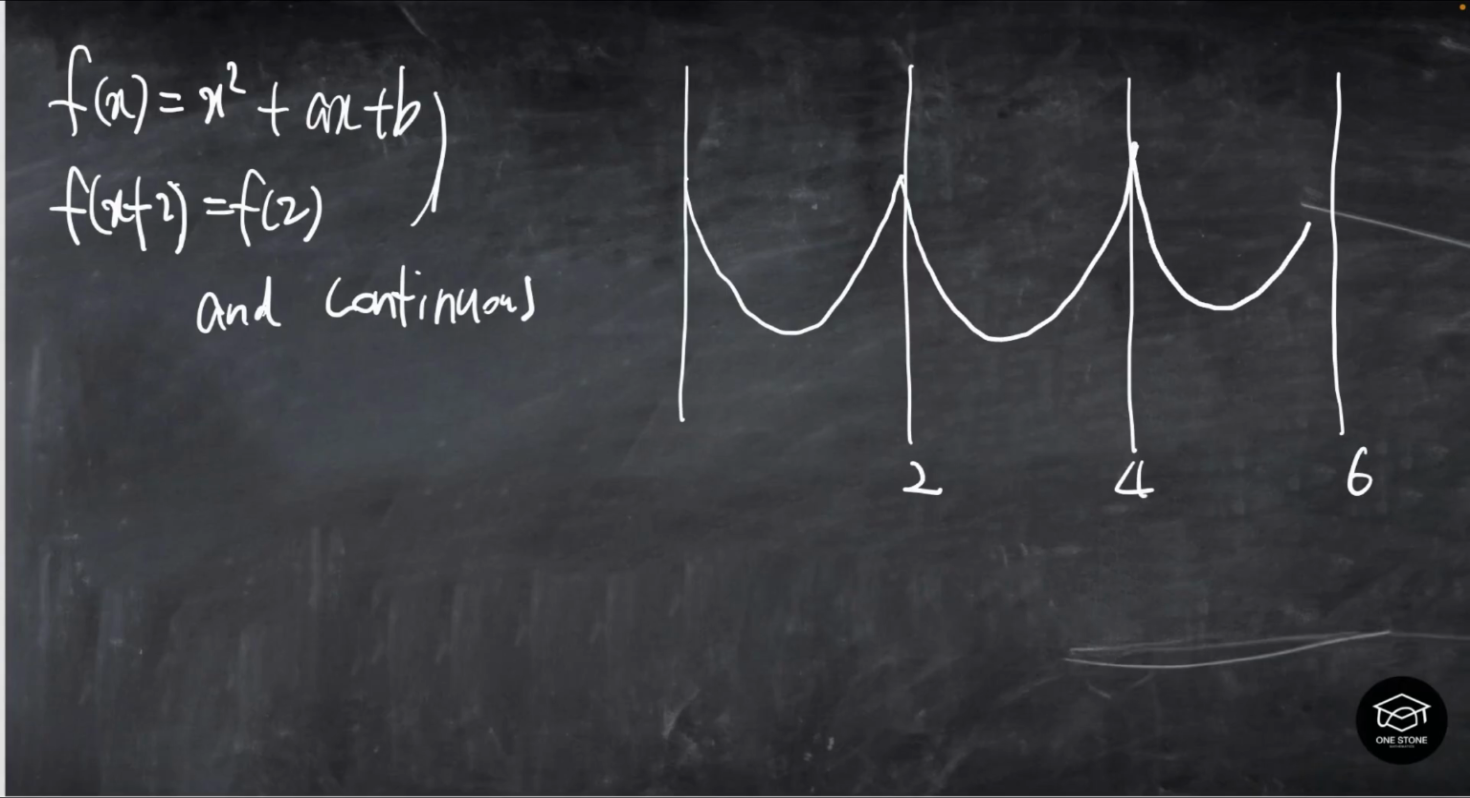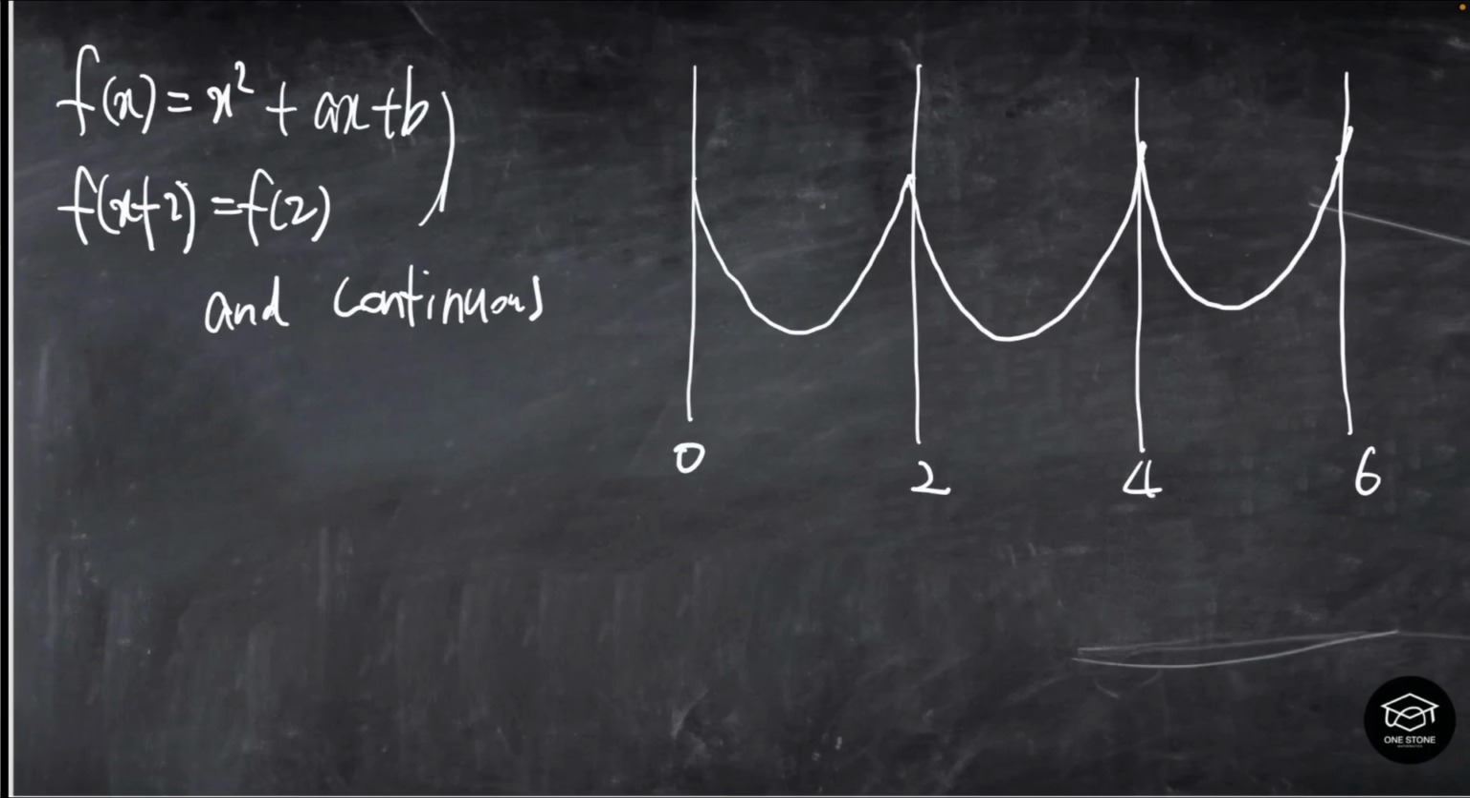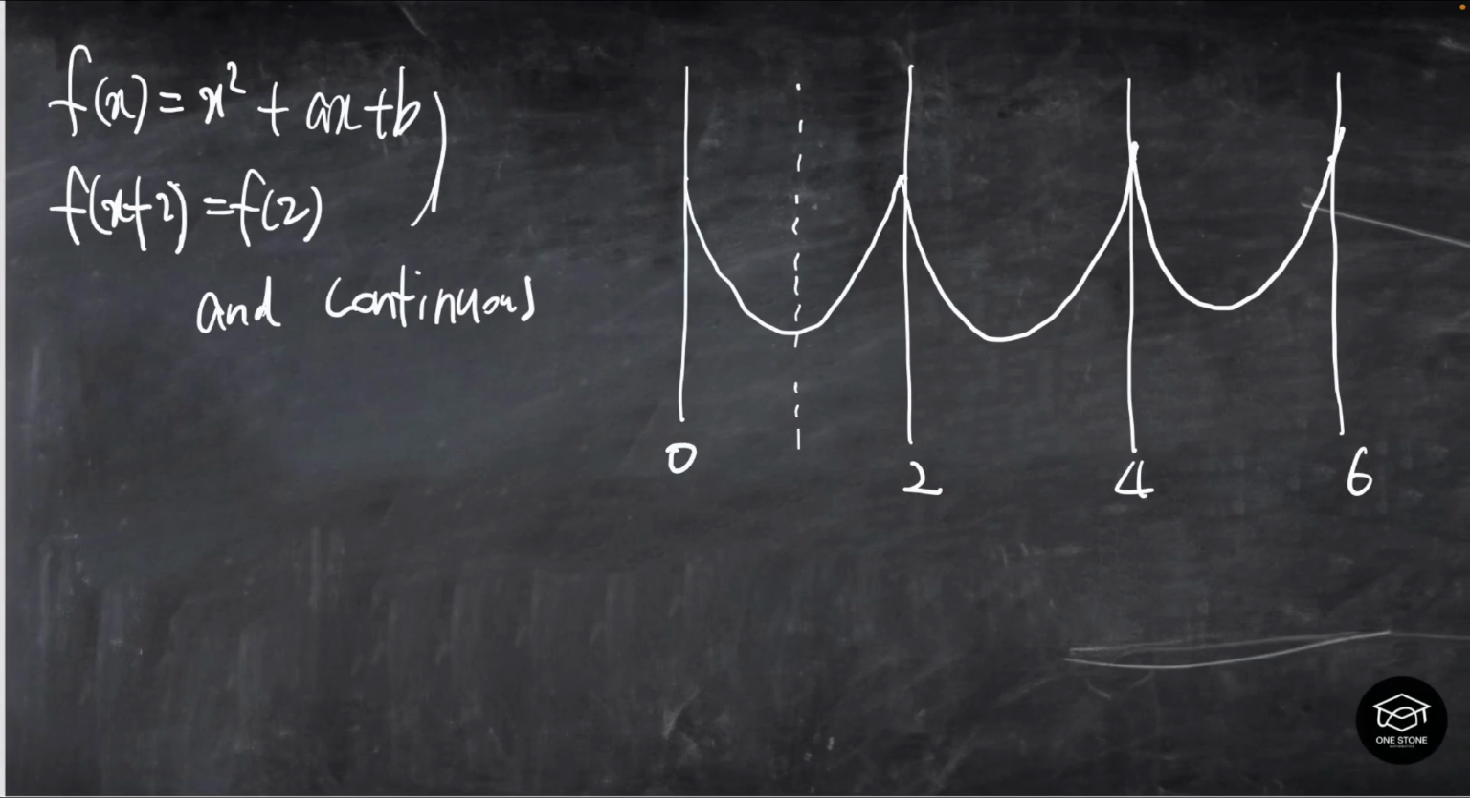Here's the key idea. If the function repeats every 2 units, and we want the repetition to be smooth and continuous, then the graph must have its axis of symmetry right in the middle of each 2-unit interval. For the interval from 0 to 2, the midpoint is x equals 1. That means the vertex of the parabola should be at x equals 1. This guarantees that the left and right halves of each parabola connect smoothly when the graph repeats.